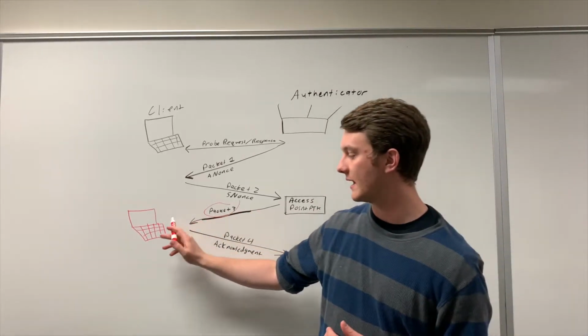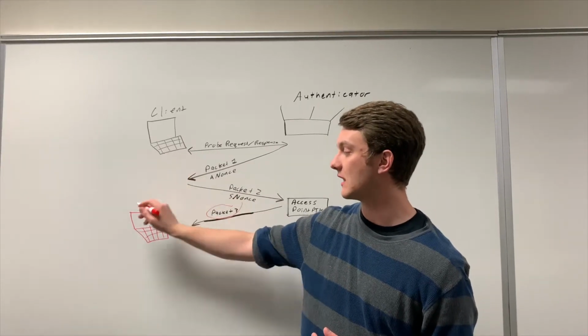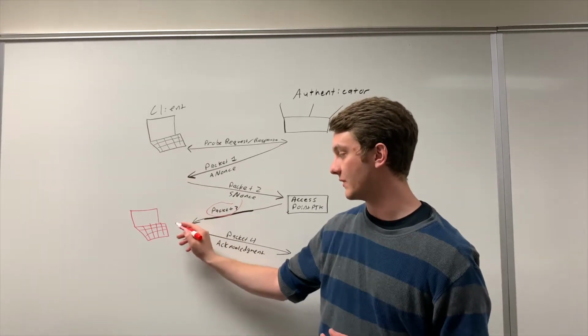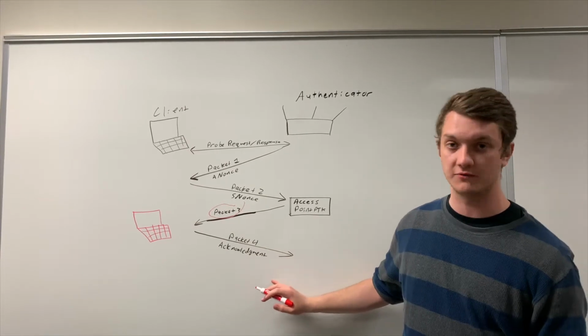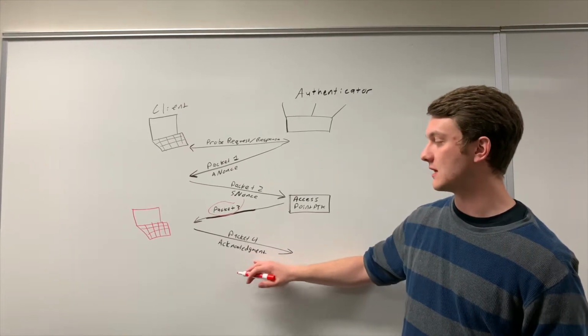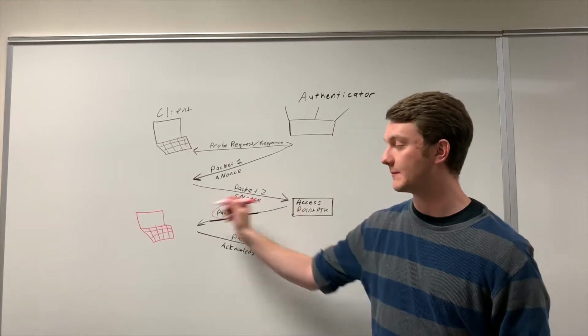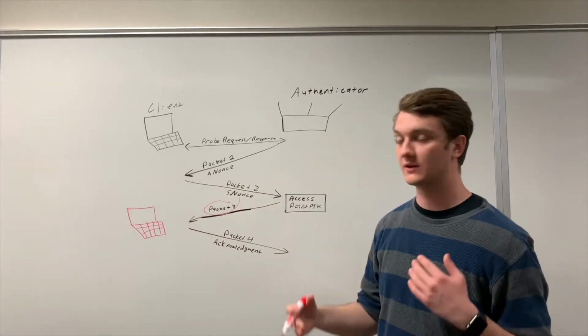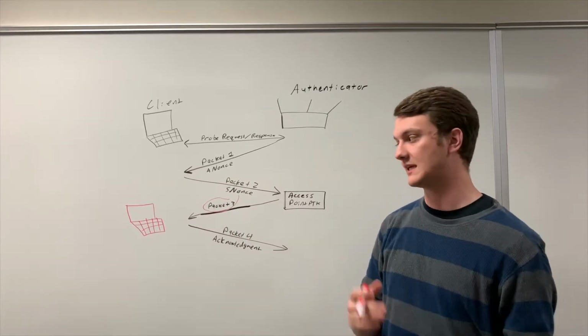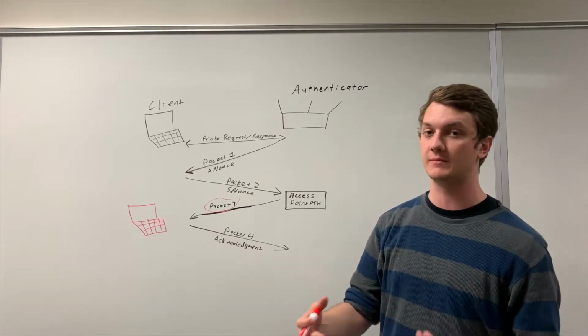KRACK takes place when, instead of the client, an attacker intercepts packet 3 and does not send back an acknowledgement of 4. And as long as a fourth response is not received, the authenticator keeps sending packet 3 over and over again until it eventually starts reusing keys or resetting to a 0 value, which can easily be used to decrypt data.